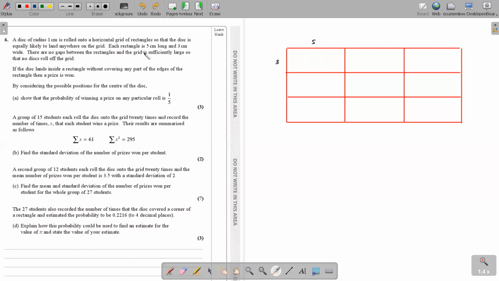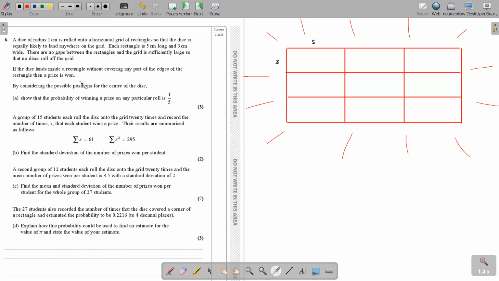Each rectangle is 5 centimeter long and 3 centimeter wide. There are no gaps between the rectangles and the grid is sufficiently large so that no discs roll off the grid. Now can you see? This grid is quite large. I have drawn a very small grid, but this grid is actually extending. I'm just drawing small, but this is not the size of it. If the disc lands inside a rectangle without covering any part of the edges of the rectangle, then a prize is won.